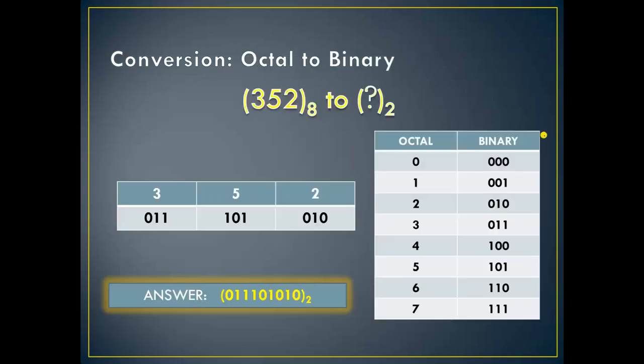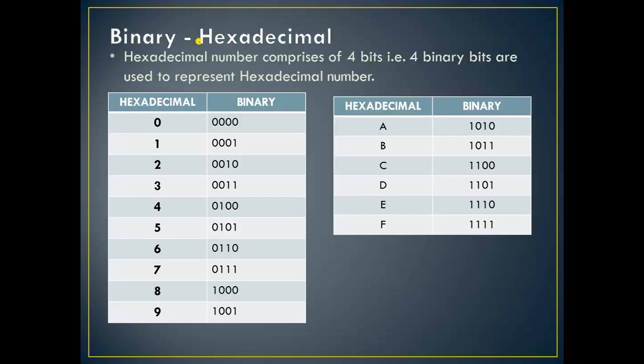Now conversion octal to binary. So this is the octal number. You have to write it in binary form. So you have to just write the number, then write the binary equivalent of that number by seeing the table. Okay. So by this way you will convert the number octal to binary. Now next is binary to hexadecimal.